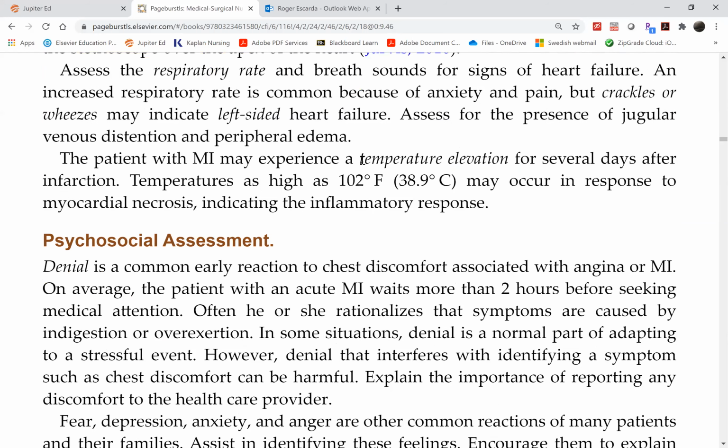Take note, there will be some temperature elevation. This is in response to the inflammation. When that MI occurs, when the necrosis occurs, it will systemically increase temperature.